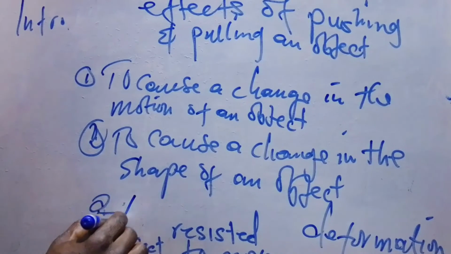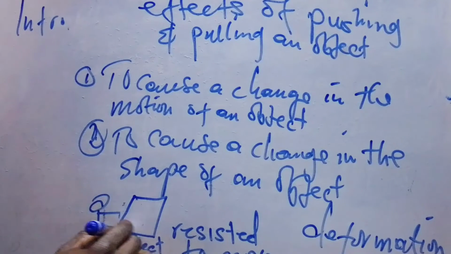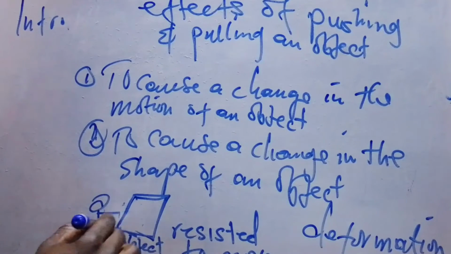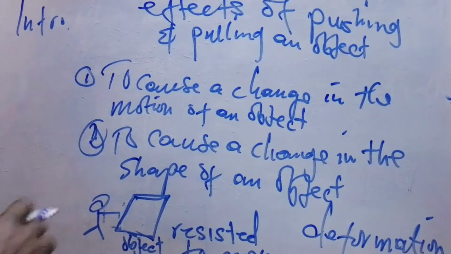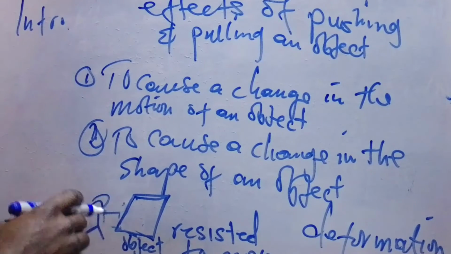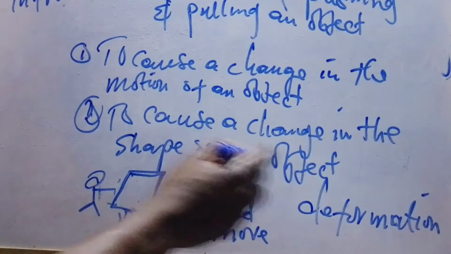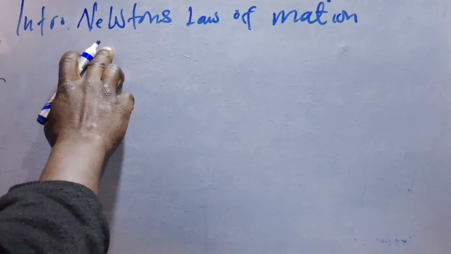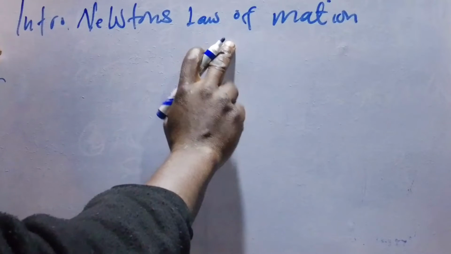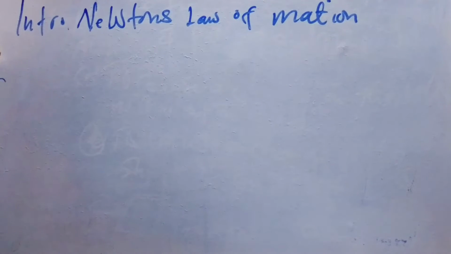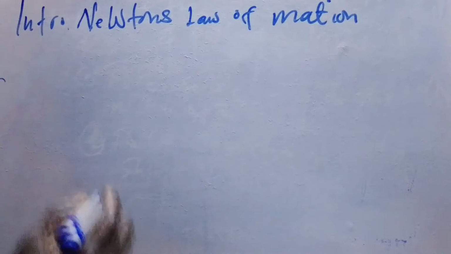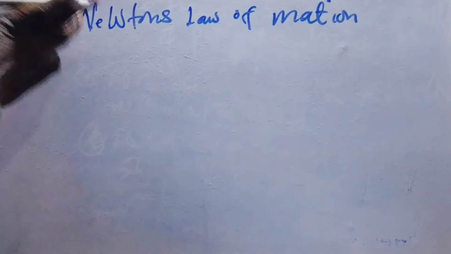and this change here, you can't see by using your naked eyes. It can change only slightly, the dimension of this shape can change when this person is pushing this object, and this object is resisting. When this object is resisting to move, that means this object will be deformed. Newton's laws of motion come in. Okay, so in which we are going to introduce the first law.